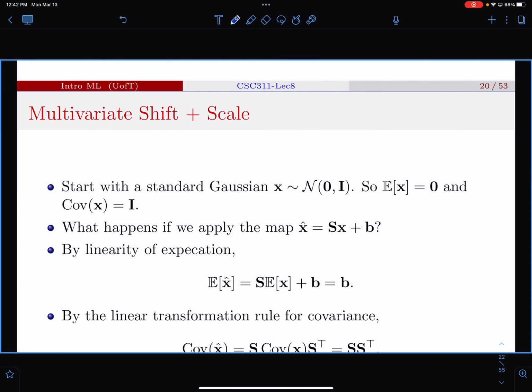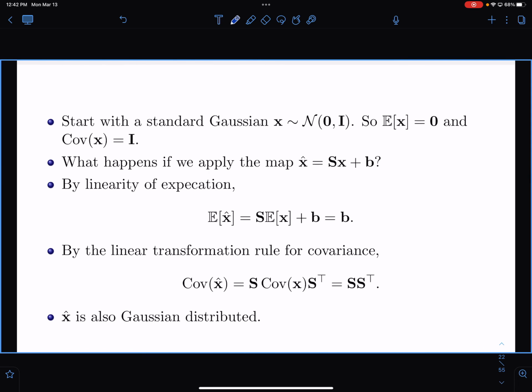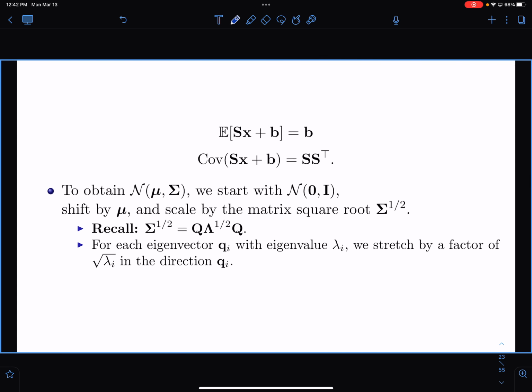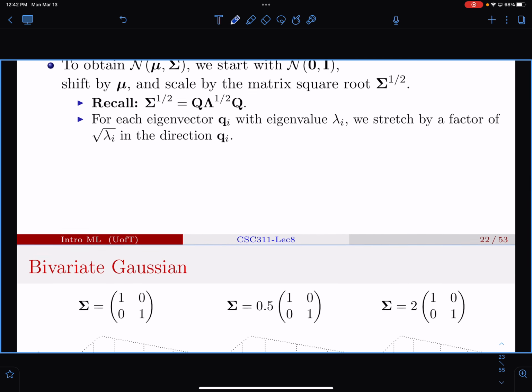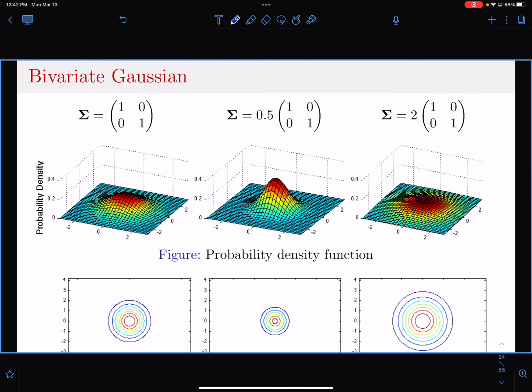In the multivariate case, the mean ends up being shifted. So for the mean, you don't have to do anything too special. But the covariance matrix, we're going to end up applying this rule here, and the covariance becomes S times S transpose instead. I think we can revisit this a bit later, but basically the idea of shifting and scaling should hold.